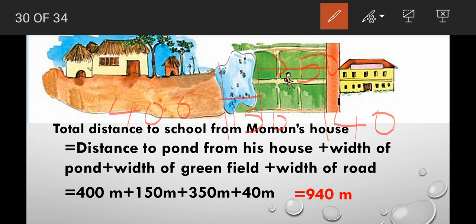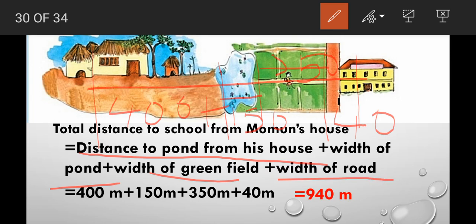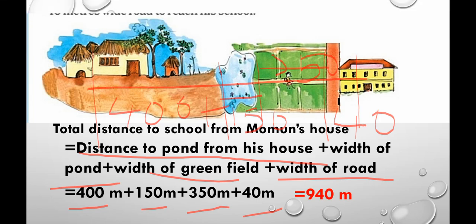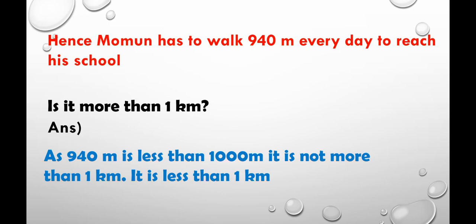So for the distance from his house to his school, we have to add all these numbers. That is the distance to the pond, width of the pond, width of the green field and width of the road. 400, 150, 350 and 40. The answer is 940 meters. So Momin has to walk 940 meters every day to reach his school.